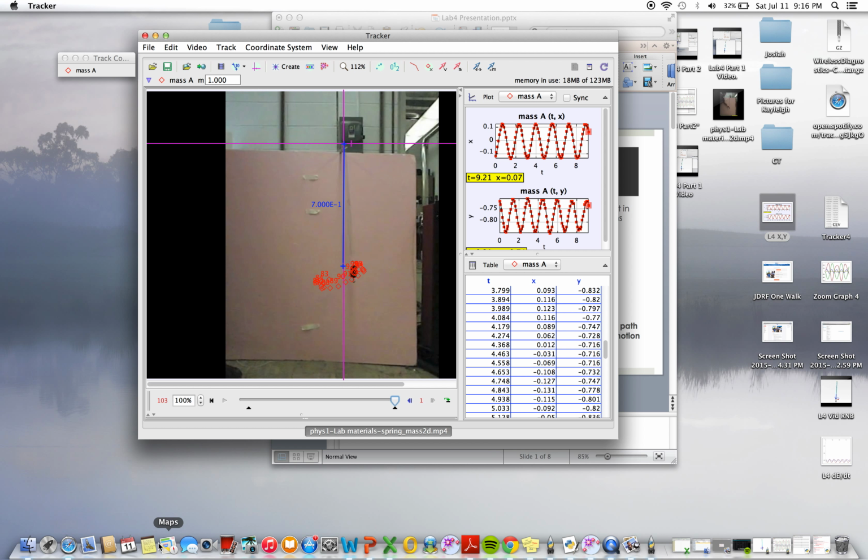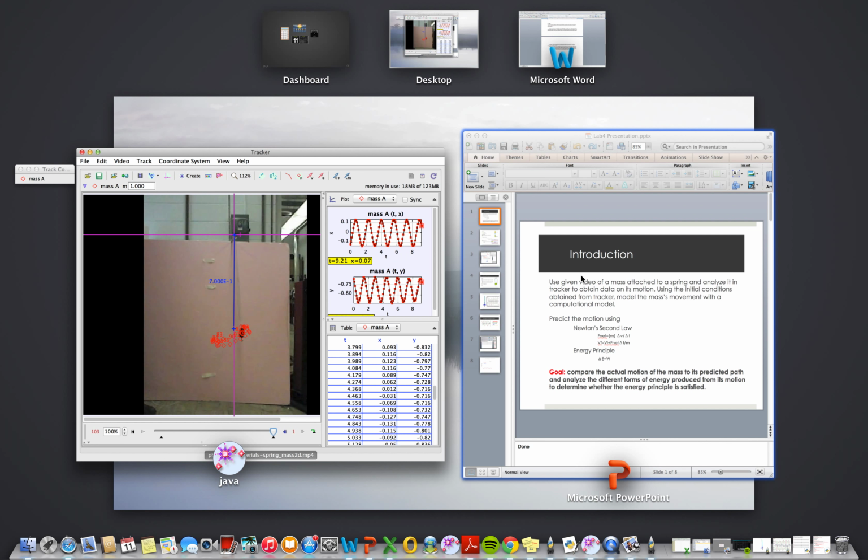The initial conditions for the code were set using the information plotted in Tracker. At time 0, we extracted the initial positions and determined that the starting velocity was 0. We know the mass of the object to be 0.402 kilograms and that the gravitational field on the Earth is 9.8 meters per second squared.